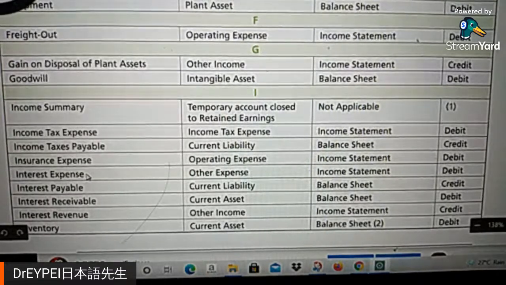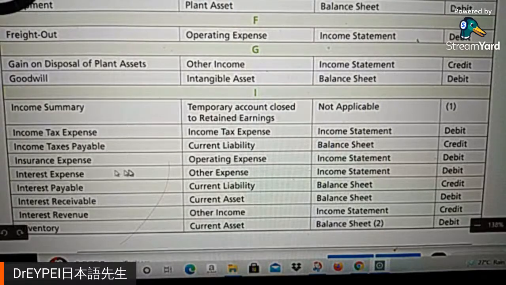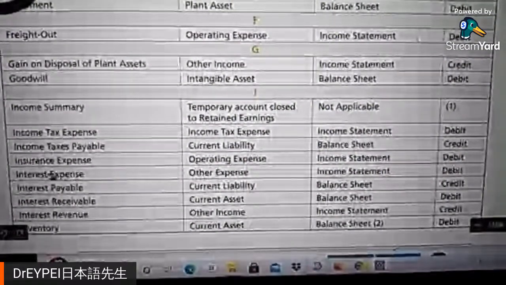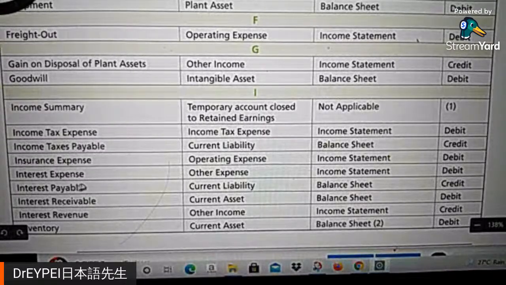So what is the Tagalog word for expense? Gastos. Ang expense is gastos. Anong Tagalog word for payable? Bayarin. Anong Tagalog word for receivable? Yan yung for collection mo. Ang payable is bayarin mo. Ang receivable is bayarin sa'yo.